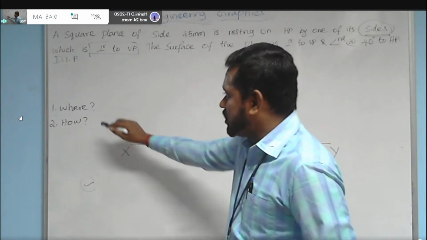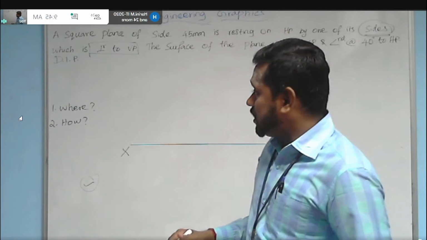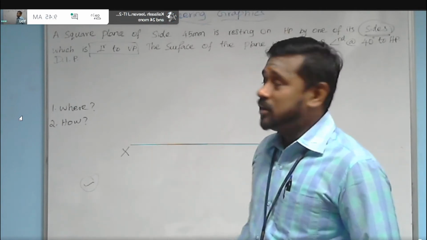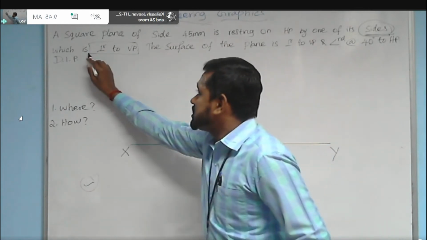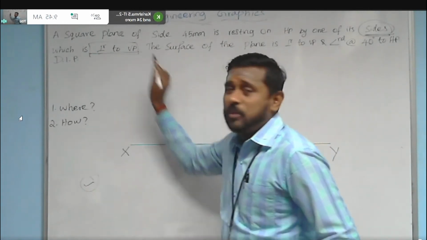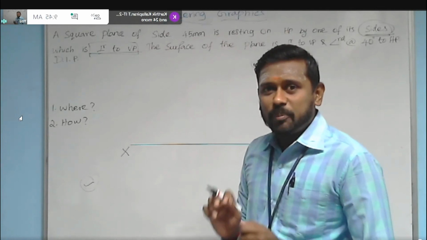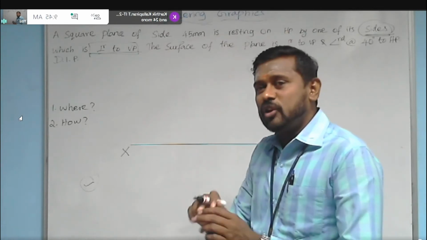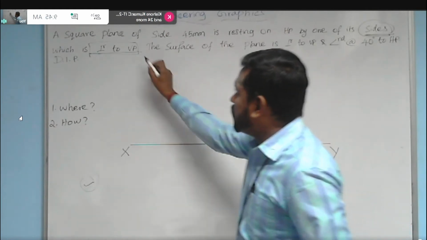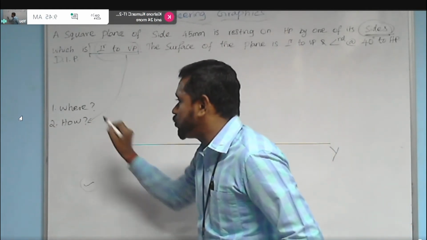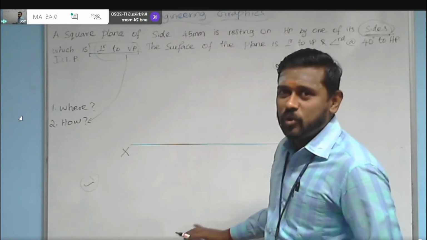So the first question is where the base will be obtained in the top view, and then how the base will be obtained. The base is insisted as one side perpendicular to VP. You need to maintain one base side of the square perpendicular to VP. Then you need to draw the remaining sides of the square plane. So this is nothing but the hint for the second question. How should be the base?